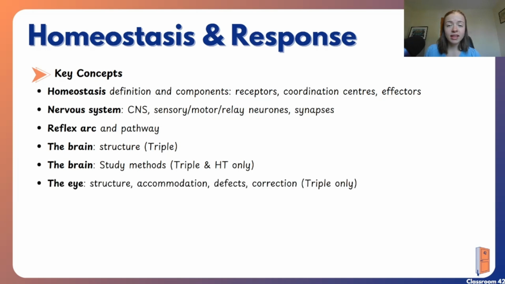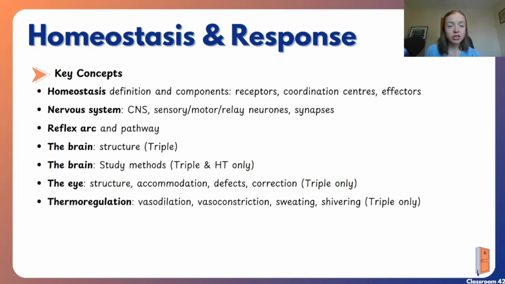And again, for triple only, the eye. So the structure of the eye, the accommodation, defects and correction. Thermoregulation as well for triple students. So you need to know the processes of vasodilation and vasoconstriction, and then various responses, which also thermoregulate, such as sweating and shivering. That's not an exclusive list, but just some of the key ones.